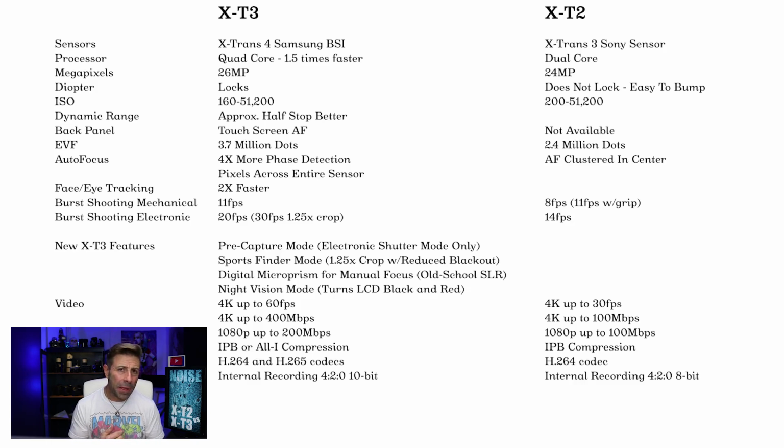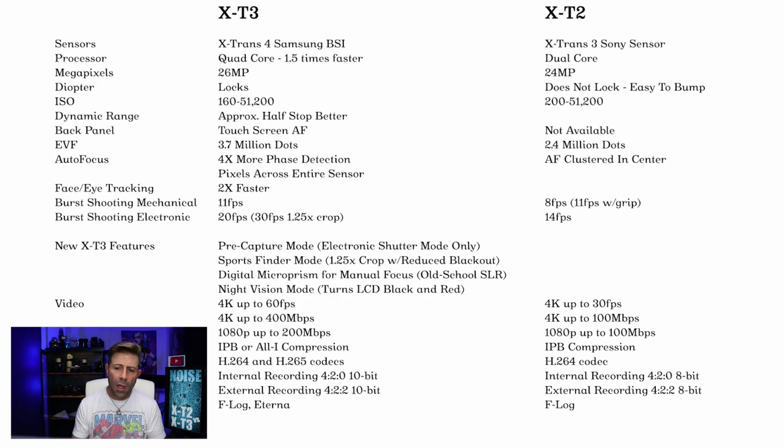420 at 10-bit on the X-T3, whereas you're only getting 8-bit on the X-T2. And also with the external recording, you can get 422 10-bit on the X-T3, whereas the X-T2 will give you external recording at 422 at only 8-bit. Now, log. Both will give you F-log, but we now also have Eterna on the X-T3, which you do not have on the X-T2.